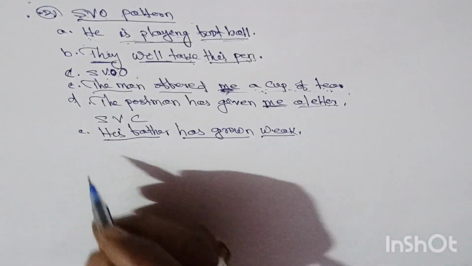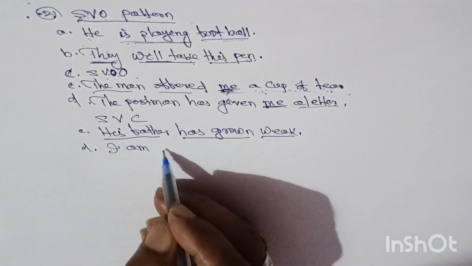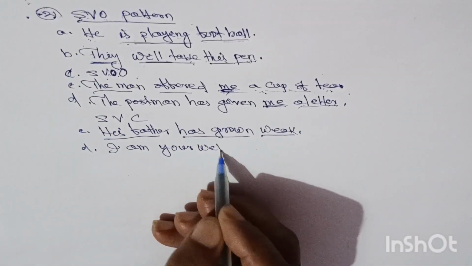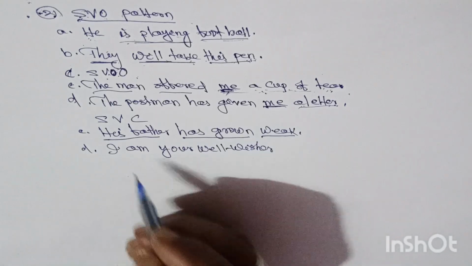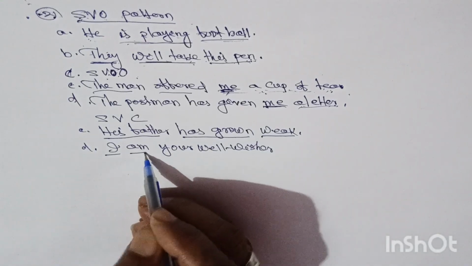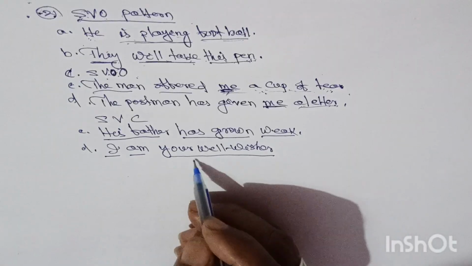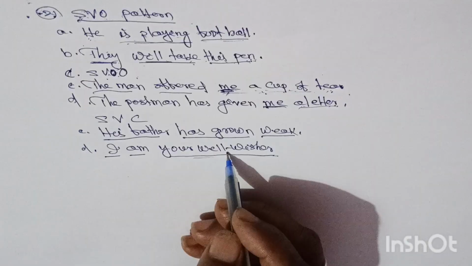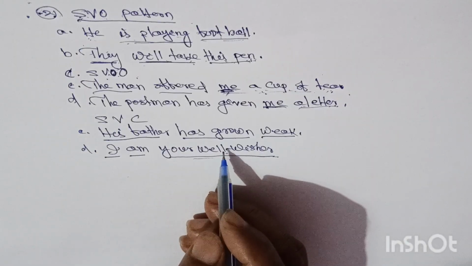Similarly, another example is: I am your well wisher. Here the subject is I, am is the verb, your well wisher is the complement. In this way, you know the SVC pattern.